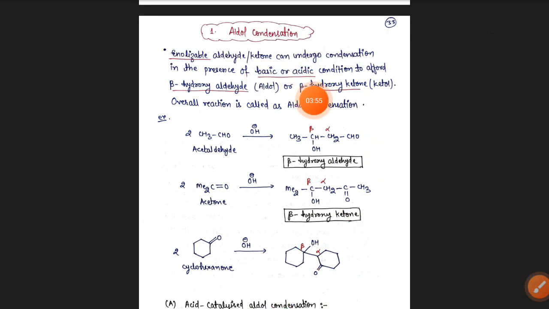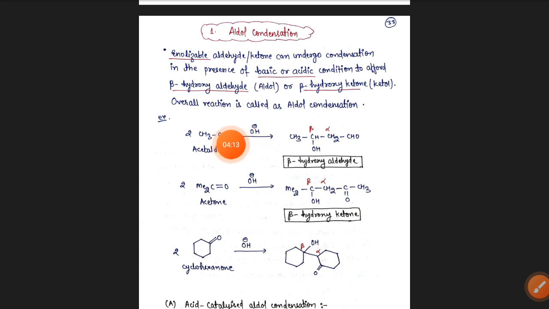only aldol condensation. Basically, an enolizable aldehyde or ketone can undergo condensation in the presence of basic or acidic conditions to afford beta hydroxy aldehyde or beta hydroxy ketone. The overall reaction is called aldol condensation.